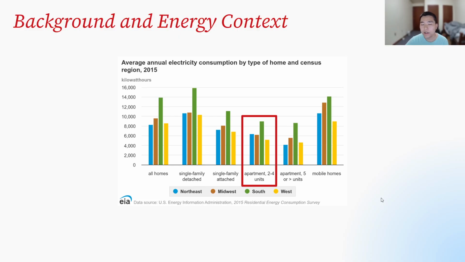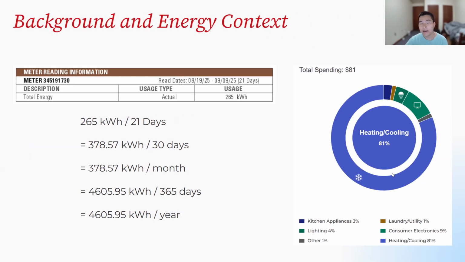For the area that I'm currently living in, the average is about 6,000 kilowatt hours per year. For my current electrical bill, it's 21 days only, and usage is 265 kilowatt hours, because we just moved in not long ago. It's about 378 kilowatt hours per month, which is about 4,600 kilowatt hours per year, so compared to the previous average in the area, it's slightly lower.